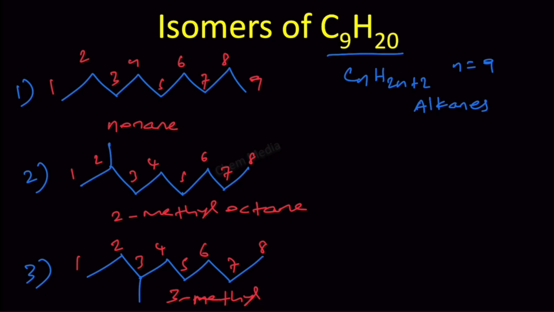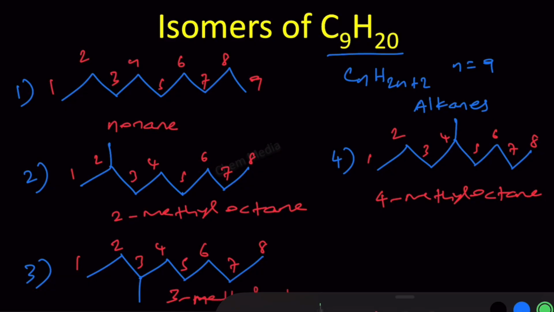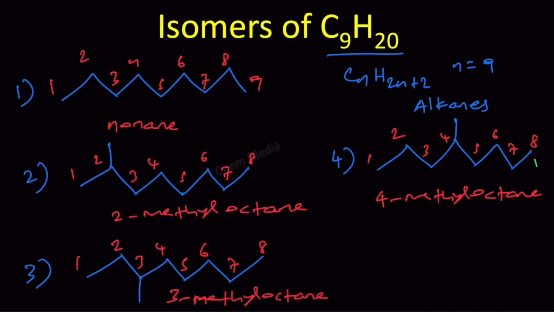This is 3-methyloctane, and then number 4, we can write 4-methyloctane, 1 methyl group at 4th position. So this is 4-methyloctane. We cannot write 5-methyloctane, because if we start numbering from the right hand side, 1, 2, 3, 4, that would become 4-methyloctane once again, and therefore we are exhausted with the octane chain.